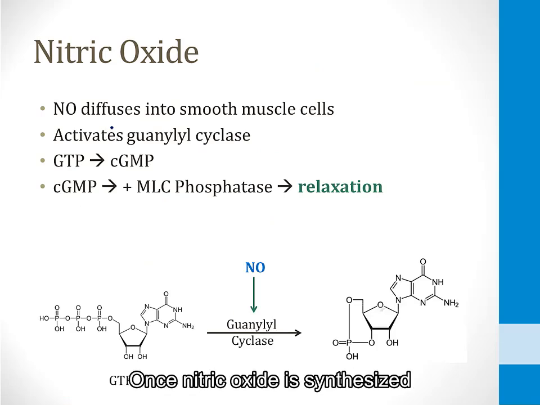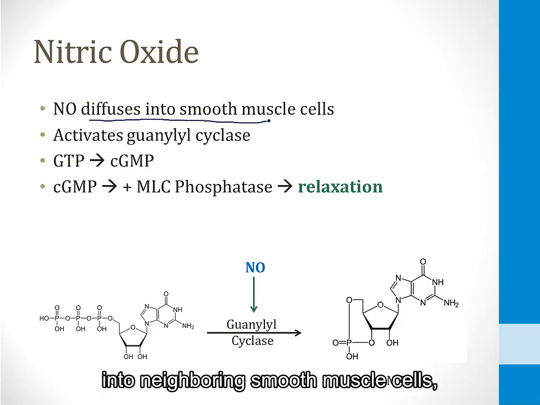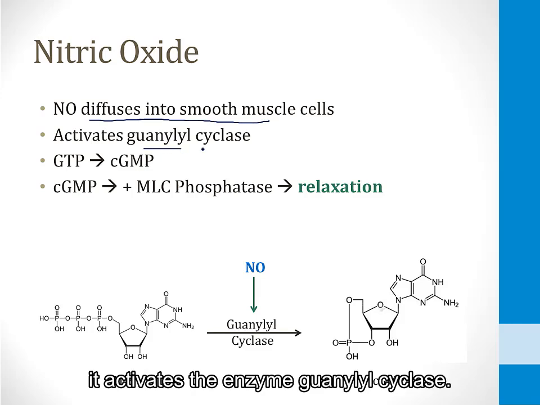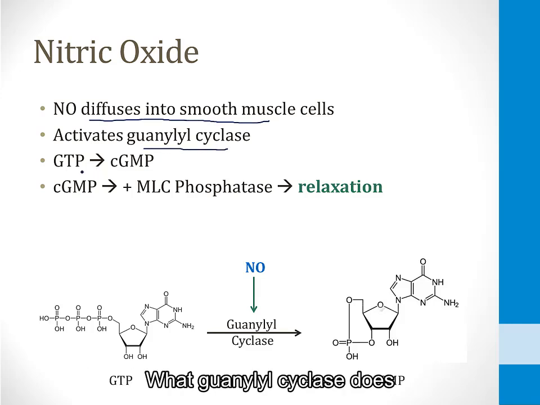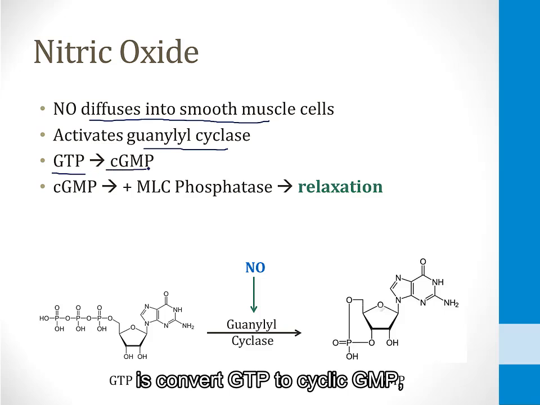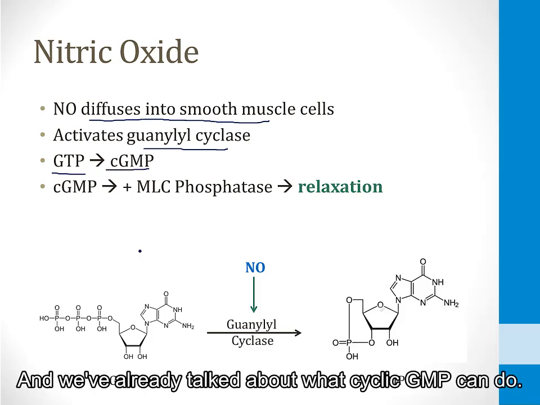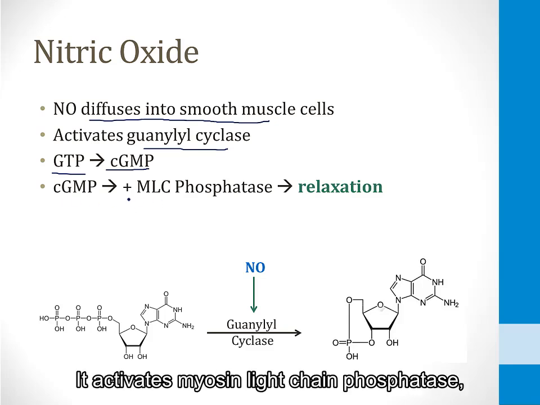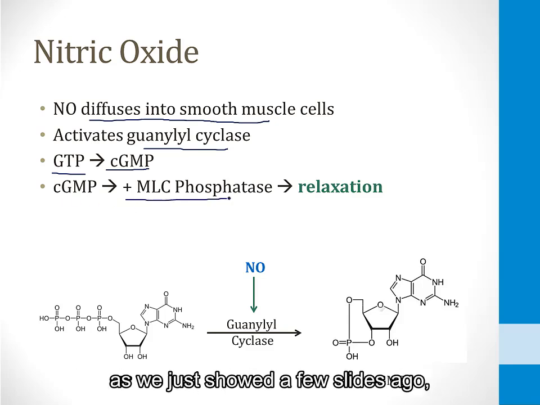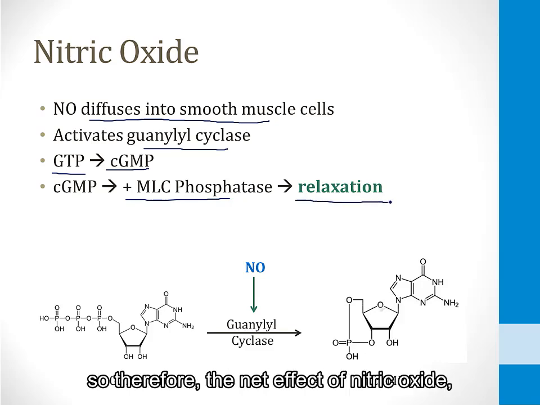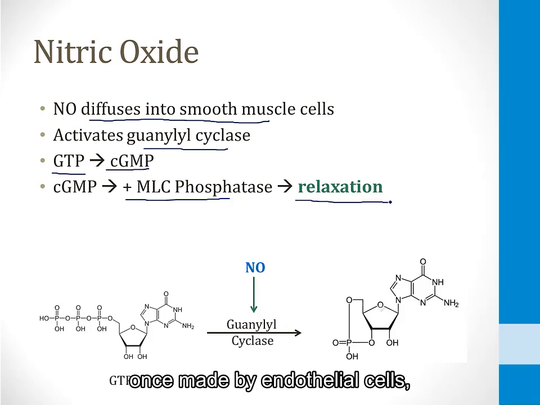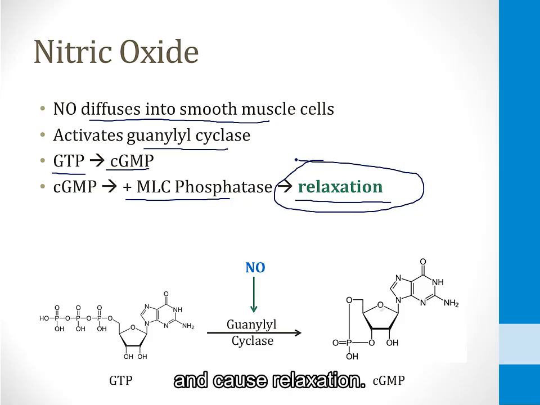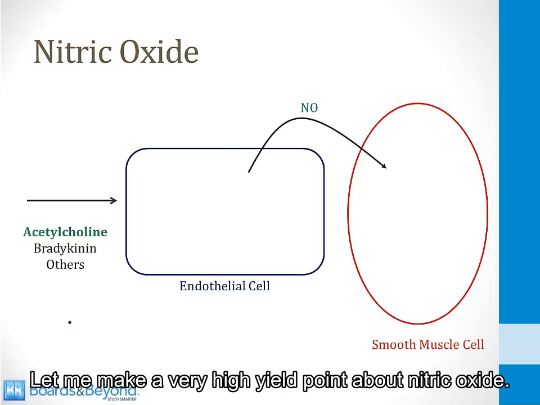Once nitric oxide is synthesized by endothelial cells, it diffuses into neighboring smooth muscle cells, and once inside those cells, it activates the enzyme guanylyl cyclase. What guanylyl cyclase does is convert GTP to cyclic GMP, as shown at the bottom of the screen here, and we've already talked about what cyclic GMP can do. It's one of the major second messengers. It activates myosin light chain phosphatase, as we just showed a few slides ago, and that leads to relaxation. So therefore, the net effect of nitric oxide, once made by endothelial cells, is to diffuse into smooth muscle cells and cause relaxation. Let me make a very high-yield point about nitric oxide.